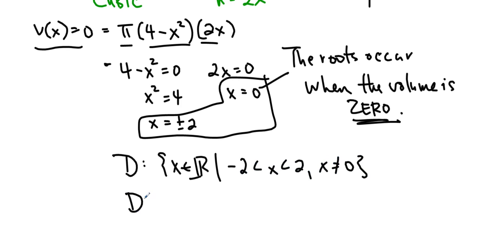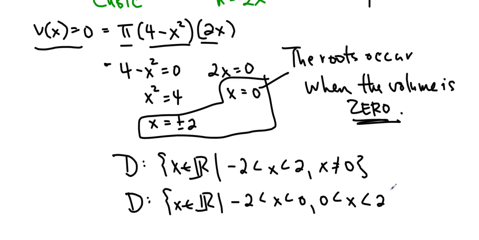Or you could write it in this way as well, and it means exactly the same thing. x is in R such that negative 2 is less than x is less than 0, or 0 is less than x is less than 2. Actually, it should be or, so you can write an or here. Okay, and these mean exactly the same thing.